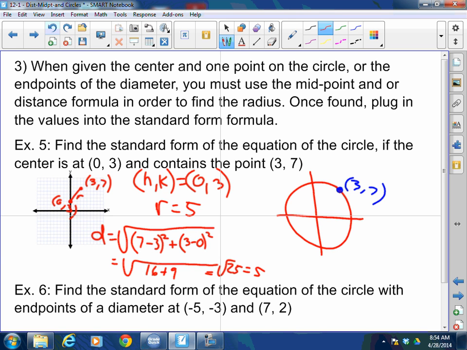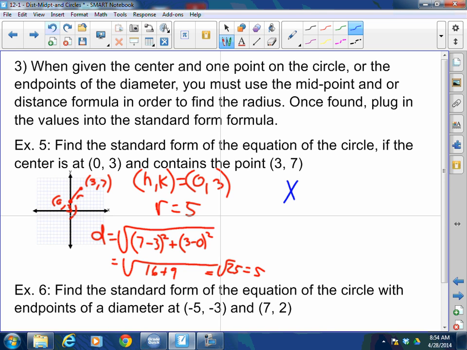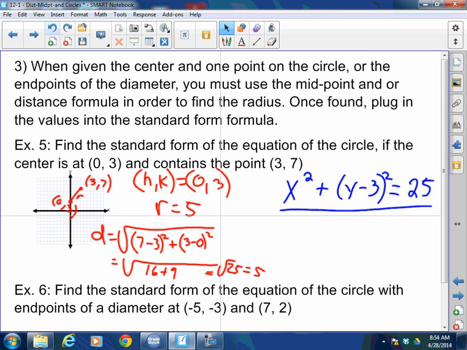Are you with me here, guys? Promise? Now, let's write the equation. Now we got it. It's easy. x minus h squared, so the h is 0, plus y minus k squared equals r squared, which is 25.